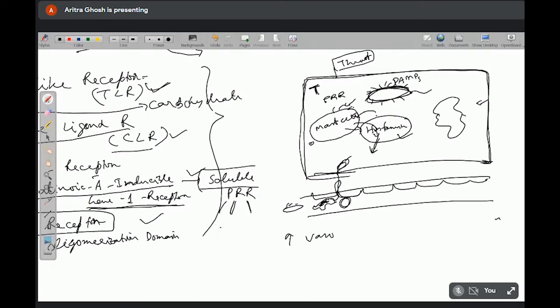So the dead neutrophil is called pus. In this way we say that when pus is coming, that means our immune system is perfect. If pus is coming, fever is coming, that means our immune system is working.